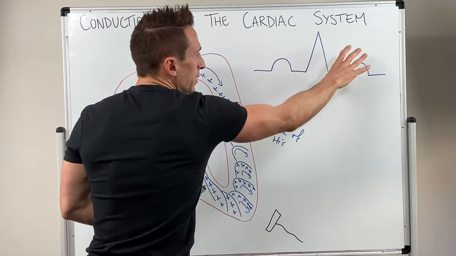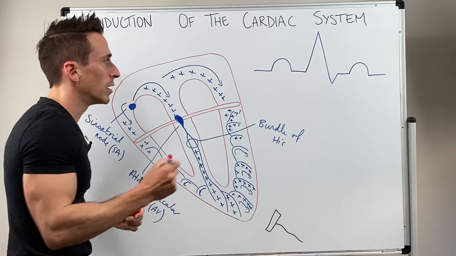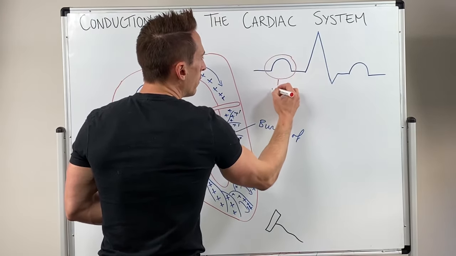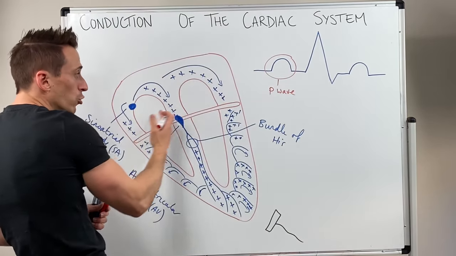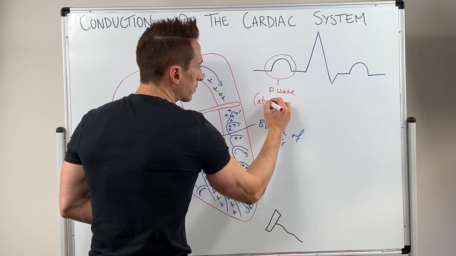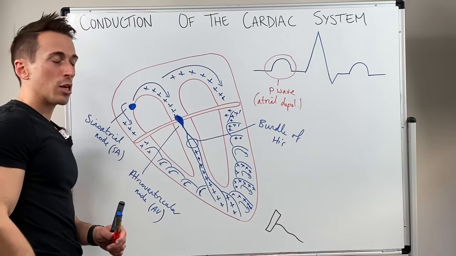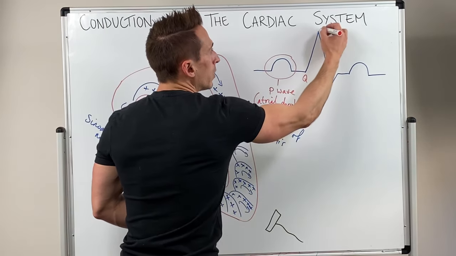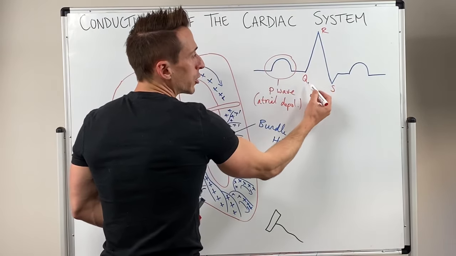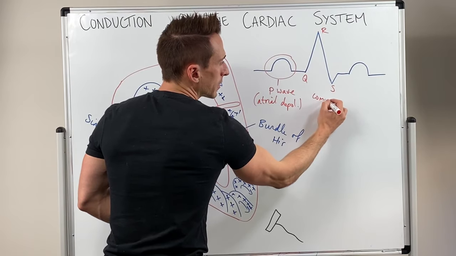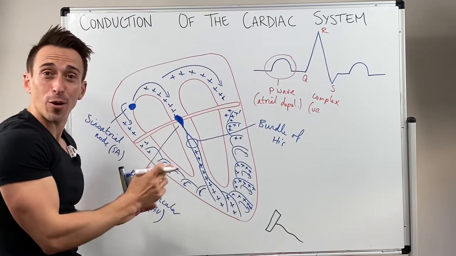You see the particular peaks and troughs associated with it, and they've all got different names. You've got the P wave, which is representative of atrial depolarization. You've then got the QRS waves, cumulatively known as the QRS complex. And this is ventricular, when the ventricles depolarize.